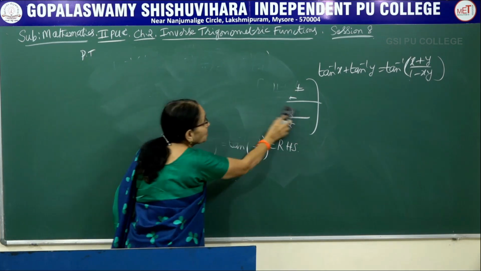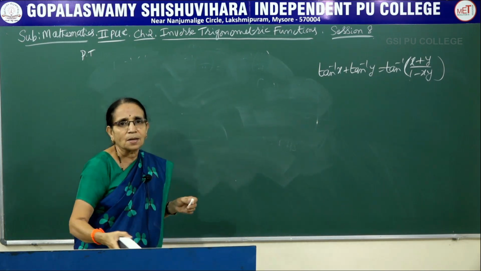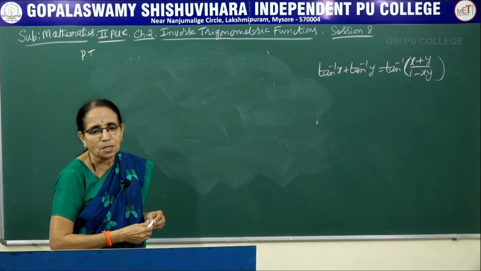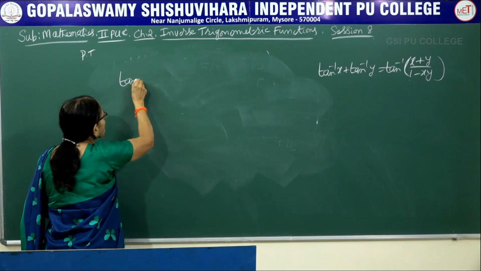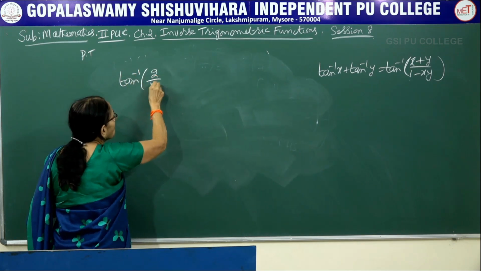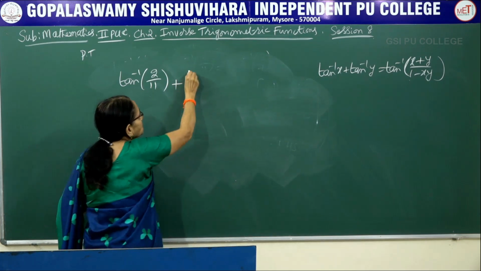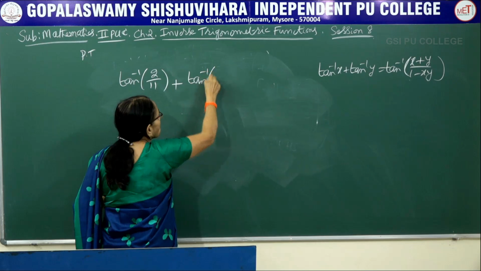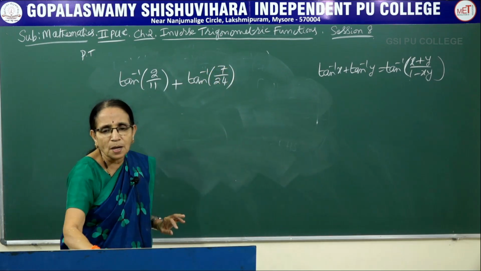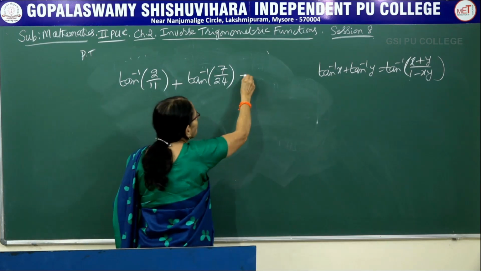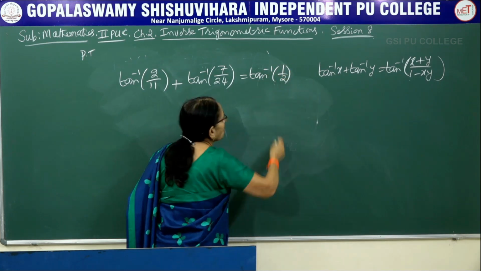When that result is asked for the proof, it would be for a 3-mark question. The application of the result is usually given for a 2-mark question. Next problem: tan inverse of 2 by 11 plus tan inverse of 7 by 24 should be equal to tan inverse of half.